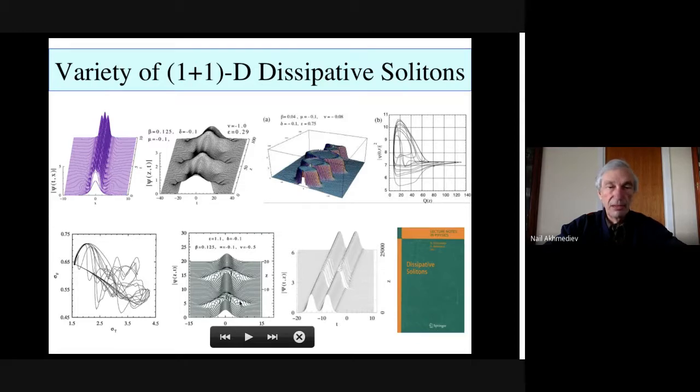Another type of solution, we can call it exploding solitons. Again, we can have this type of soliton starting from any initial condition. At the end, it converges to a certain shape, but this shape of the soliton actually is not stable. It's fixed, but not stable.